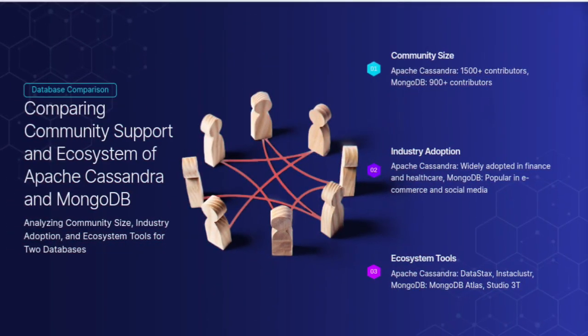Let's compare the community support of both. Apache Cassandra has a strong and active open source community with contributors from various organizations and industries. Community-driven forums, mailing lists, and online resources provide extensive support for developers, administrators, and users. Regular meetups, conferences, and workshops facilitate knowledge sharing and collaboration within the Cassandra community.